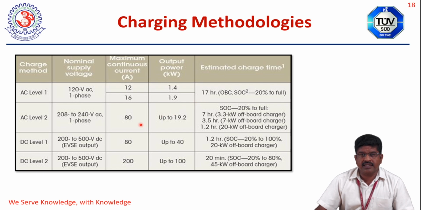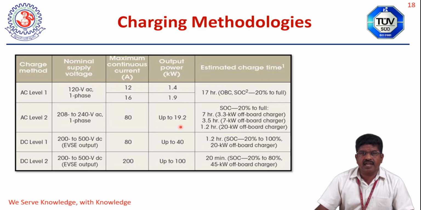Similarly, coming to the next type called AC level 2, you can see that you have a nominal supply voltage of 208 to 240 volt AC single phase power supply, and it takes 80 amperes of current and gives a power output of 19.2 kilowatts. And the charging time taken for the vehicle to get charged is approximately 7 hours.